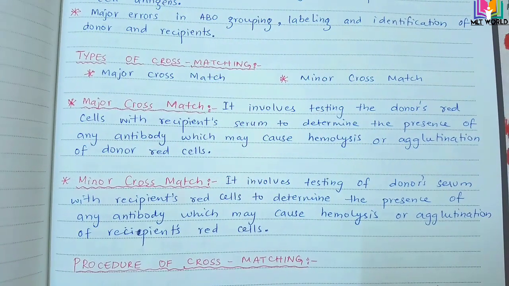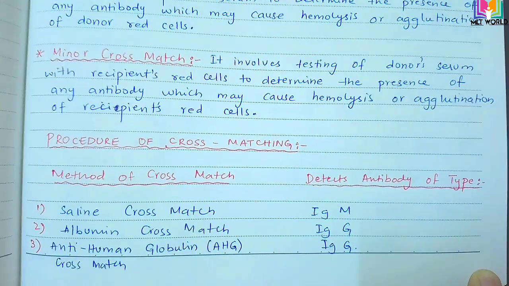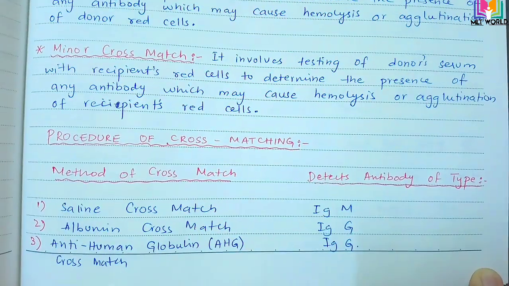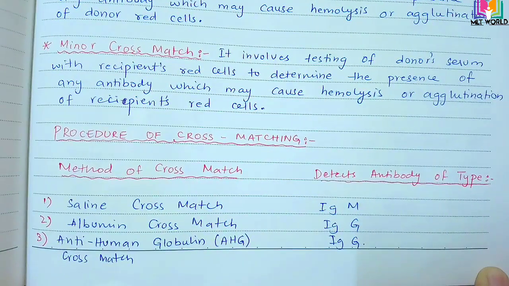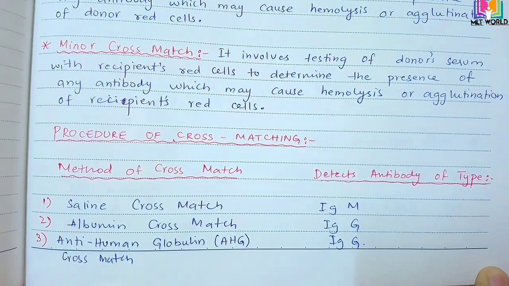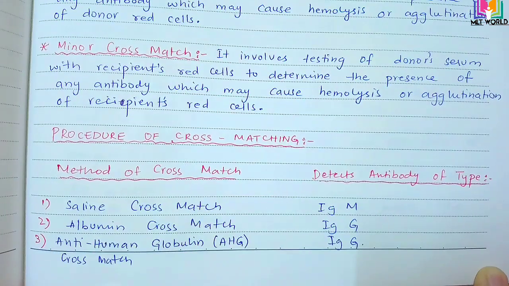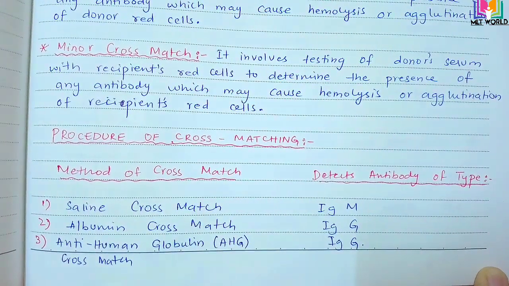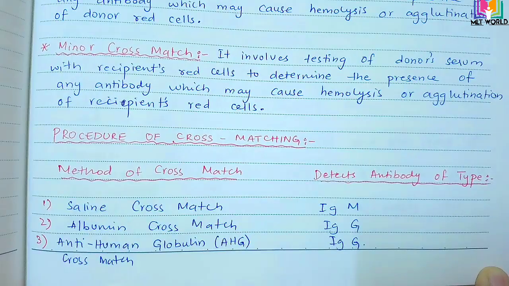Now we will go to the procedure. There are different methods or procedures of cross matching as written below, but the most common technique we will use is the anti-human globulin cross match method. As you can see, there are three methods of cross matching: saline cross match, albumin cross match, and anti-human globulin cross match. In saline cross match we will detect the antibodies.